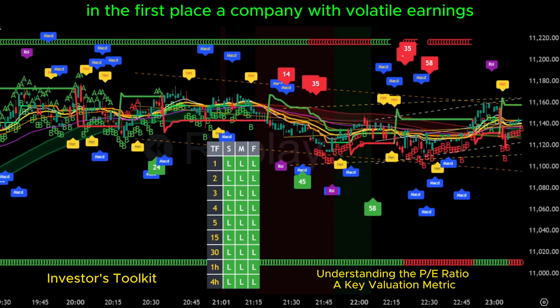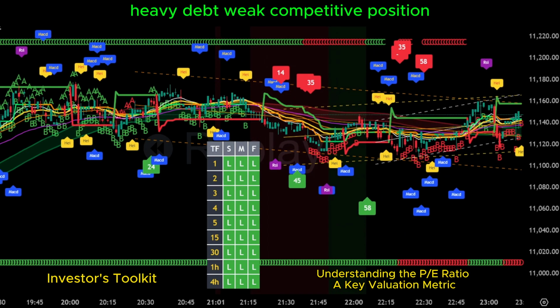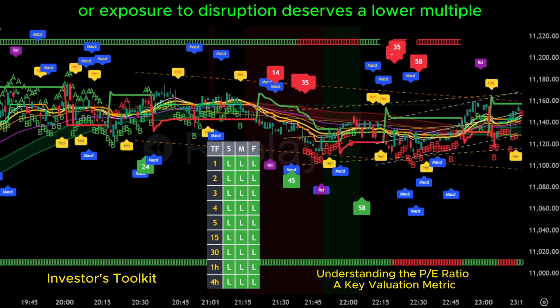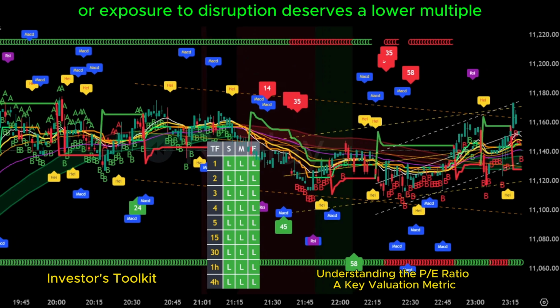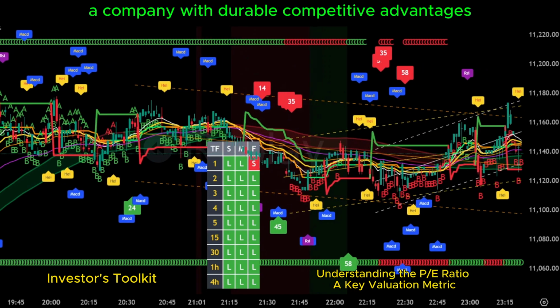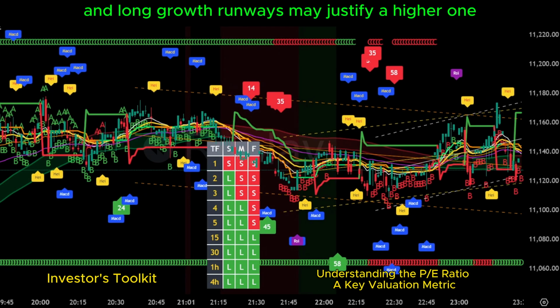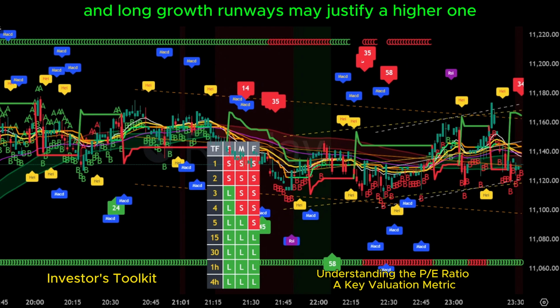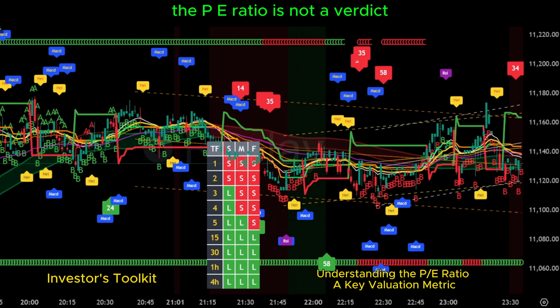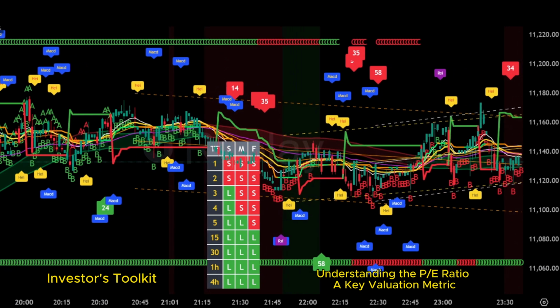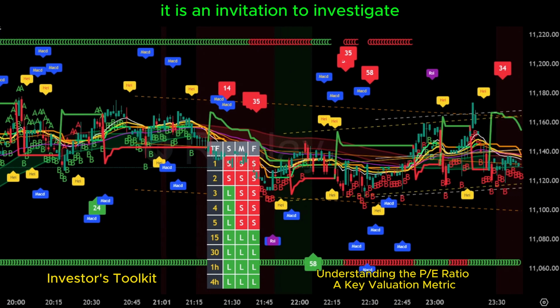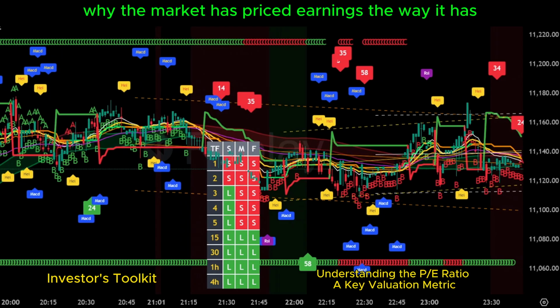A company with volatile earnings, heavy debt, weak competitive position, or exposure to disruption deserves a lower multiple. A company with durable competitive advantages, predictable cash flows, and long growth runways may justify a higher one. The P/E ratio is not a verdict. It is an invitation to investigate why the market has priced earnings the way it has.